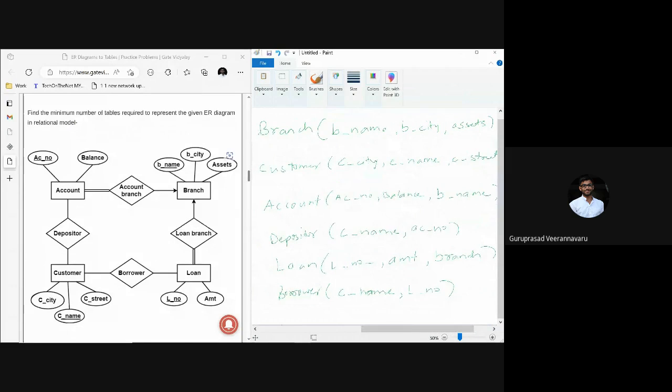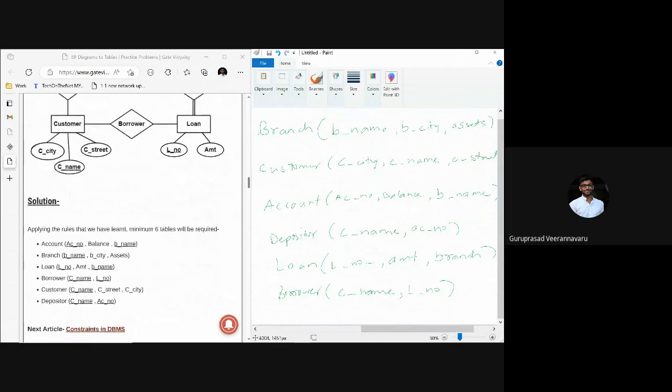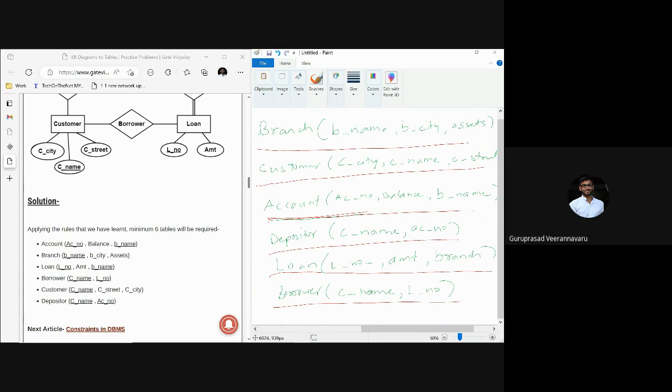Look at the answers. Account has account number, balance, correct? Branch has branch name, branch city, assets, correct? Loan has loan number, amount, branch name, correct? Borrower has the two, that is C name and L number, correct? Depositor has customer name and account number, and customer has this, correct? Right?